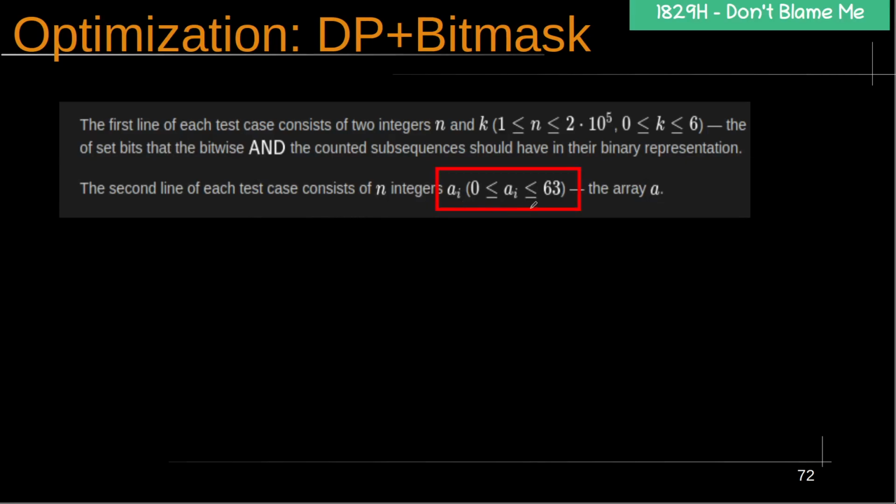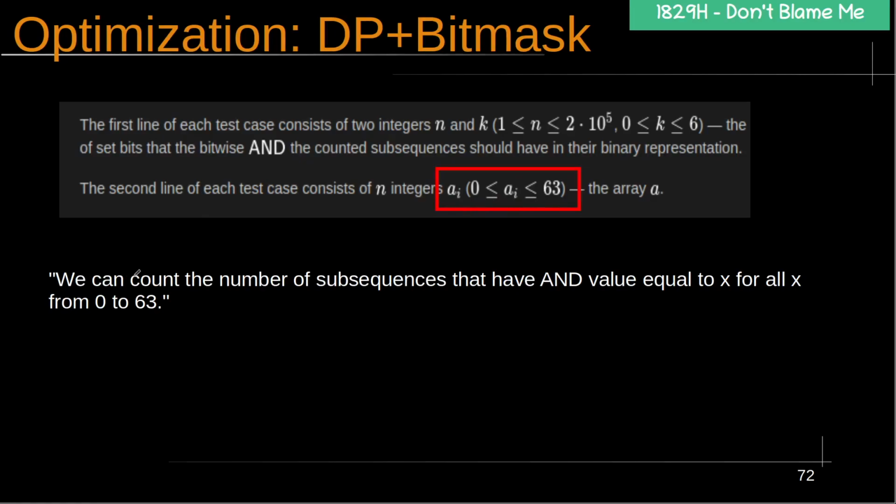The first thing that is easy to understand is that the elements of the array are between 0 and 63. So we can count the number of subsequences that have an AND value equal to x, for all x from 0 to 63, because it is limited, as you see, not very huge. So we can compute, over all the subsequences, how many subsequences we have for any bitwise AND result from 0 to 63.